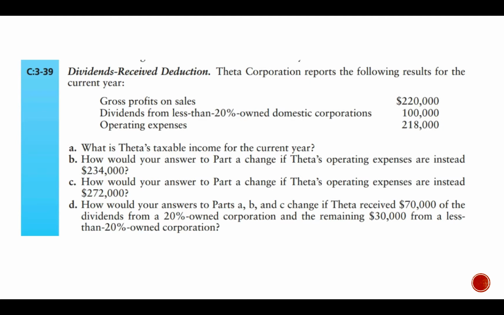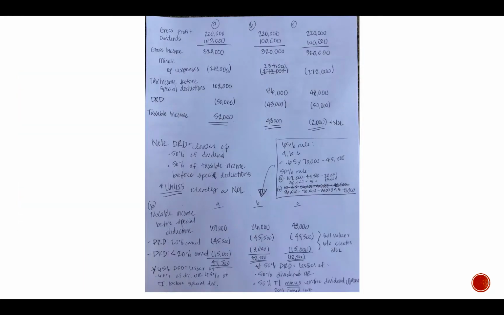In Part D, it says, how would your answers change if Theta receives $70,000 of these dividends from a 20% owned corporation and the remaining $30,000 from a less than 20% owned corporation? We know that the immediate change here is that when I own 20% up to 80% of a corporation, my dividends received deduction percentage is 65%. So for a portion of these dividends, the 65% limit is going to apply, and for a portion, the 50% limit is going to apply. When they both apply, we apply the 65% limitations first and then the 50% limitations.